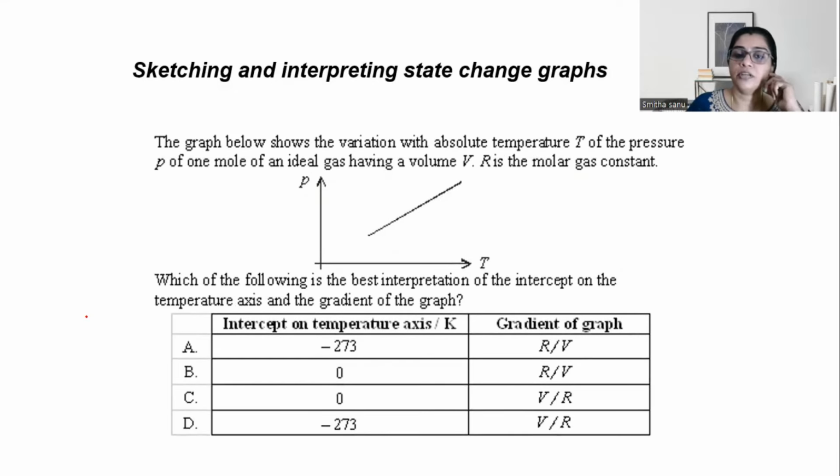Get this graph now. It is P versus T. Which of the following is the best interpretation of the intercept and the gradient? When you extend it, where will it meet? See here, it tends to meet at 0. And what is the gradient? The gradient is P over T.